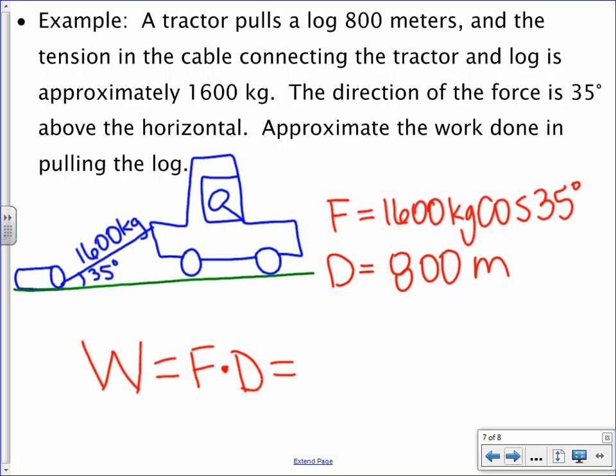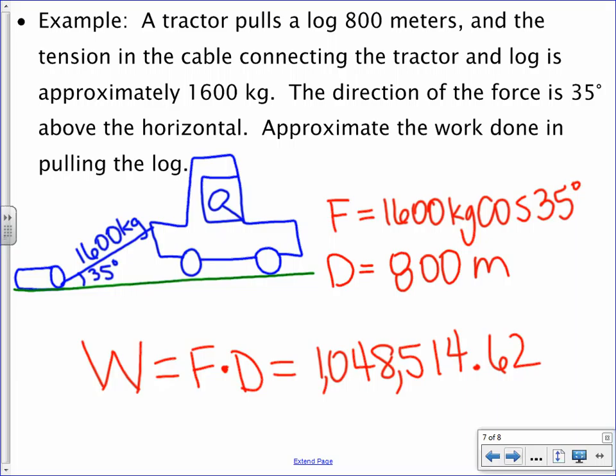What is that big number? Wow. 104,840. Something like that? It's a lot of work.